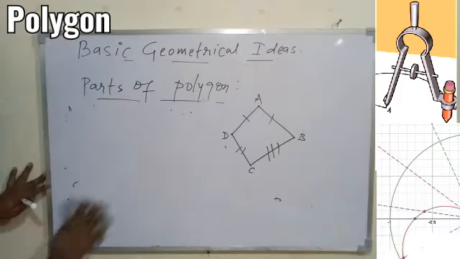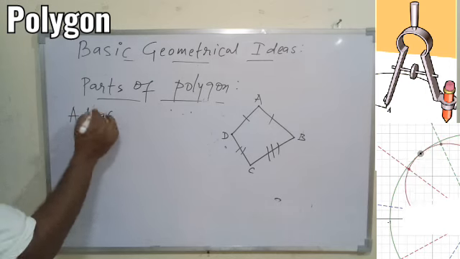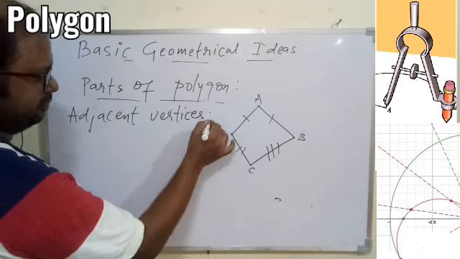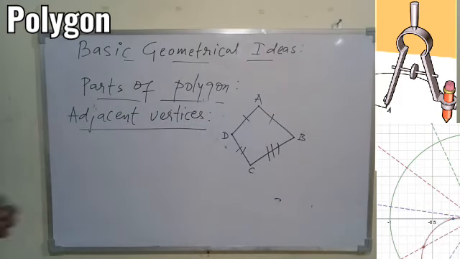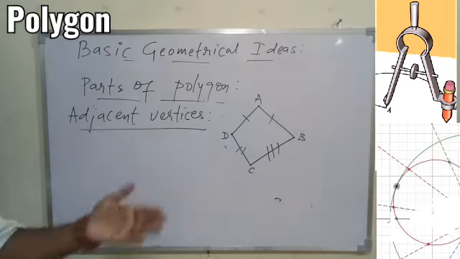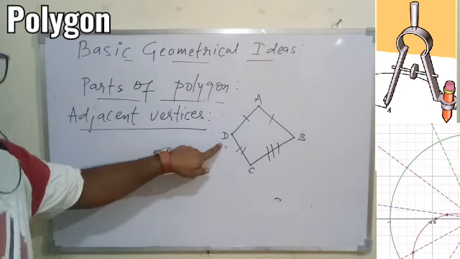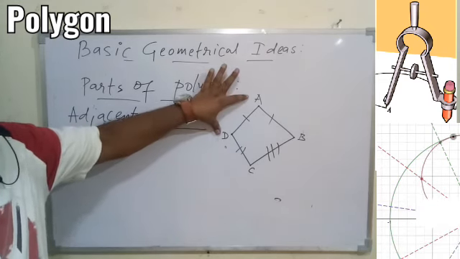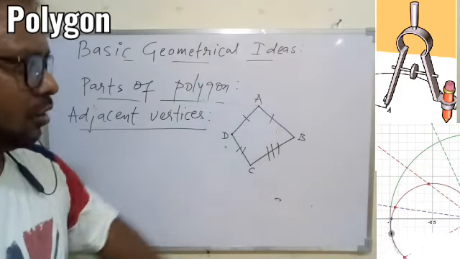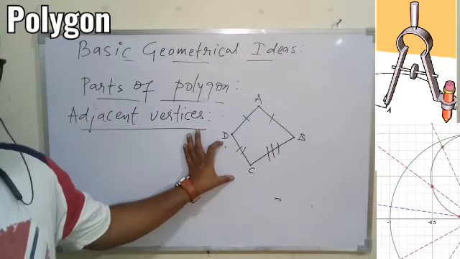Next we have adjacent vertices. How can you understand the concept easily? We understood the meaning of adjacent, that is next to. Now we are talking about the vertices. Next to A we have D, so we can say A and D are adjacent vertices. A and B are also next to each other, so they are called adjacent. B and C are also next to each other, adjacent. C and D are also adjacent.